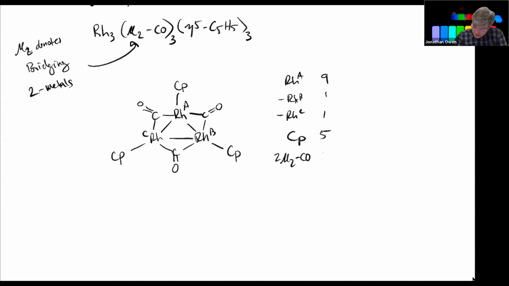So I'll tell you, there are 2 electrons here. And it's really like 2 times 1/2 times 2. In other words, there are 2 electrons per carbon monoxide. That's all CO has to give. Okay, but it's splitting them between 2 metals. So you take those 2 electrons and you divide them in half evenly. And then there are 2 of those ligands.